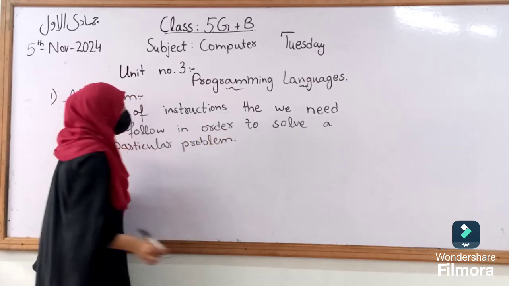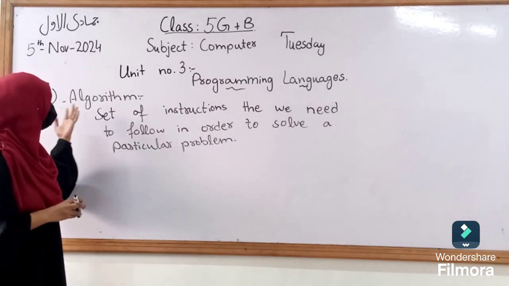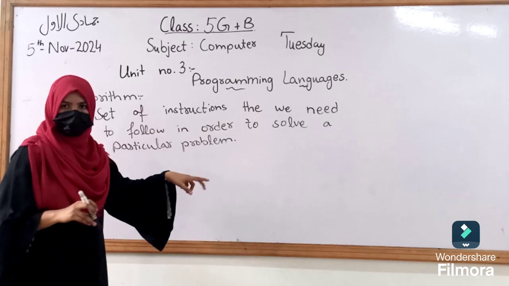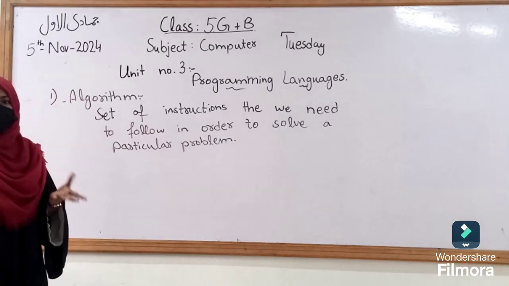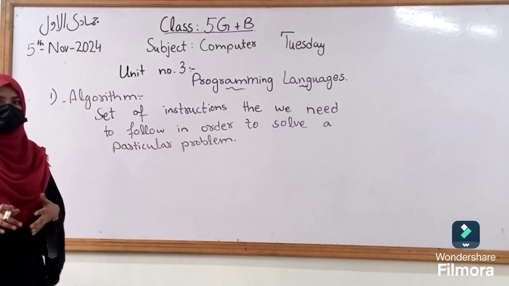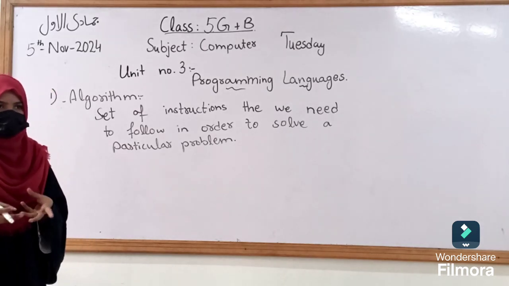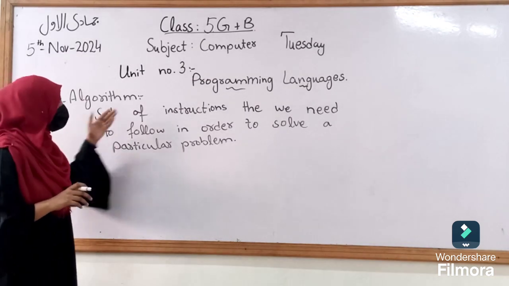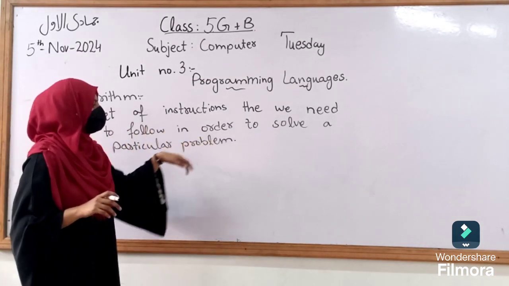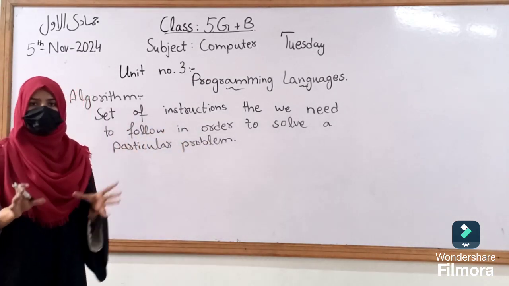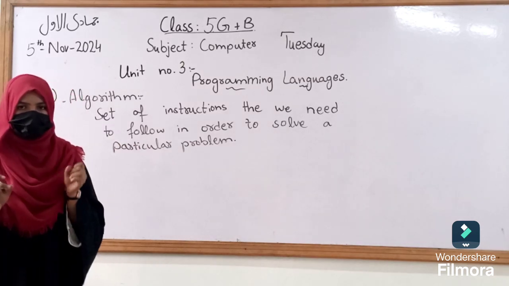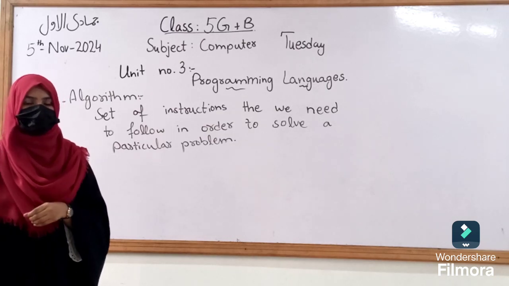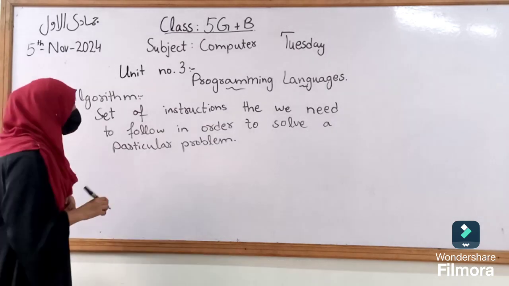So students, it is not necessary that algorithm is specific only to solving a problem. Okay? Algorithm is also used in ordinary life in order to do simple tasks that we perform in our ordinary routine. So algorithm is a set of instructions that we need to follow in order to solve a particular problem. Okay? In order to solve a specific problem, we need to follow a specific set of rules, specific set of instructions. Okay? So this is algorithm. Let me give you an example.